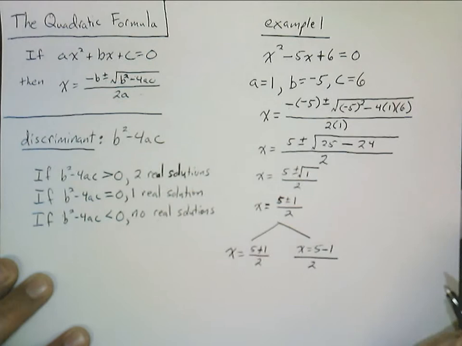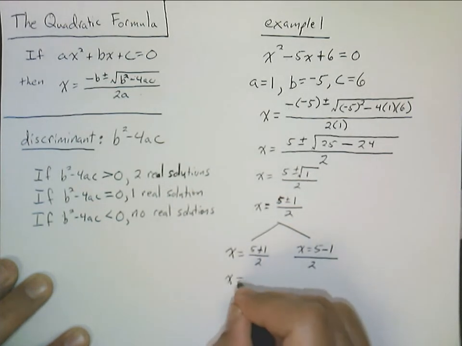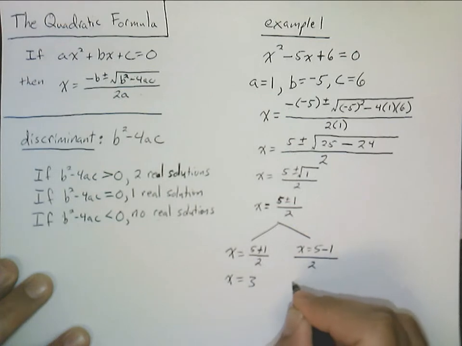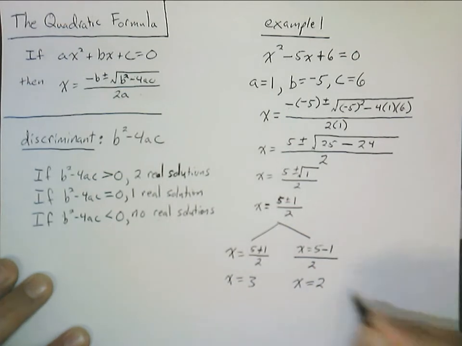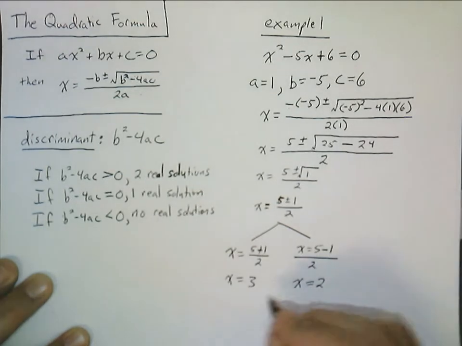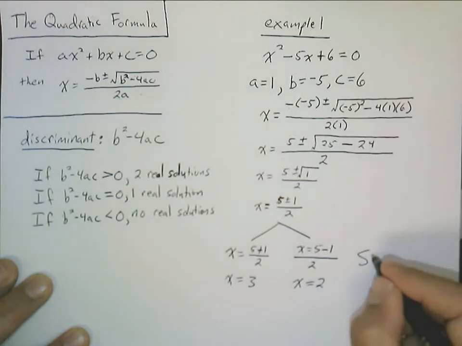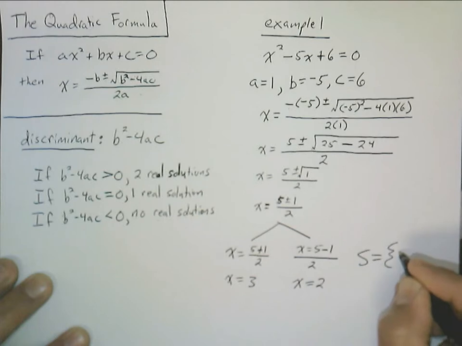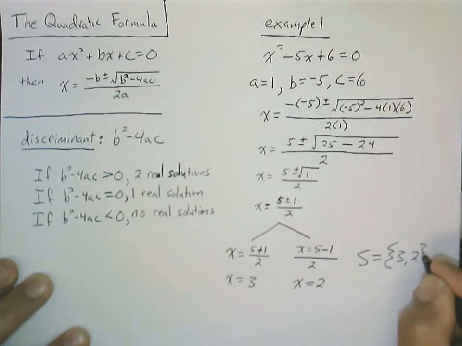Do a little bit of arithmetic here. 5 plus 1 is 6 divided by 2. So here x is equal to 3. Over here, 5 minus 1 is 4. Divide that by 2, and we get 2. So there's our solutions, 3 and 2. So the solution set consists of those two values.